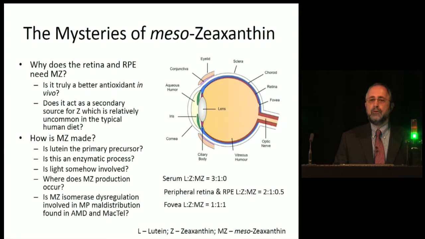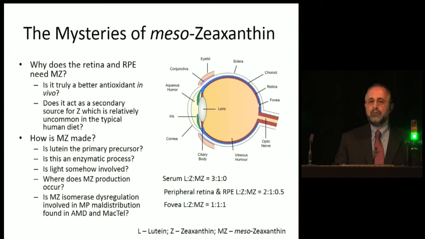And then there are the more fundamental biochemistry problems that have really not been adequately identified. Is lutein truly the primary precursor, or is there some intermediate that is involved? Could this be a recovery pathway where oxidized carotenoids are just being made back into the xanthophylls that we want, lutein and zeaxanthin, and it's just an epiphenomenon that's not even enzymatic? Or is this an enzymatic process? Is light somehow involved? We really haven't ruled that out in many situations because the eye is a light-exposed system. And where does meso-zeaxanthin production occur?